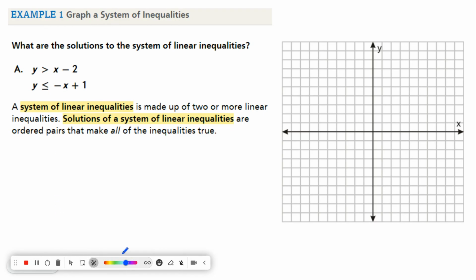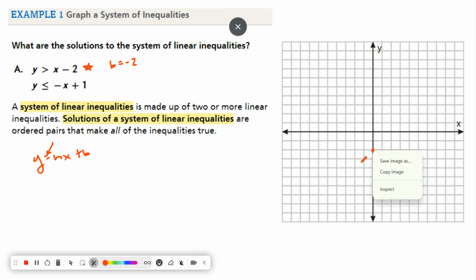I'm going to do that one in red. When you graph, the first thing you do is start with the b. If you need to, write down y equals mx plus b. We'll talk about the inequality symbol in a little bit, but let's start with the mx plus b part. Our b value is negative 2, so we go down 2, 1, 2. There's my y-intercept. Then we count our slope.